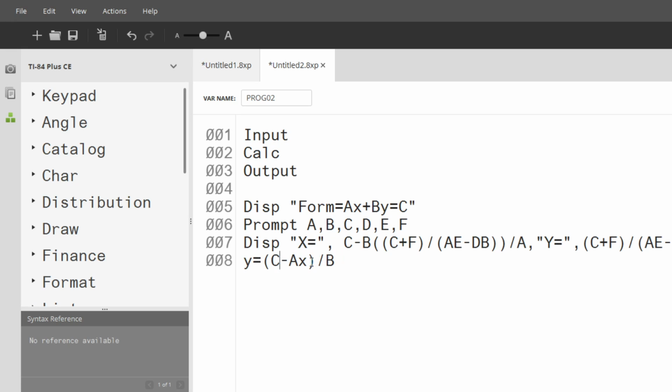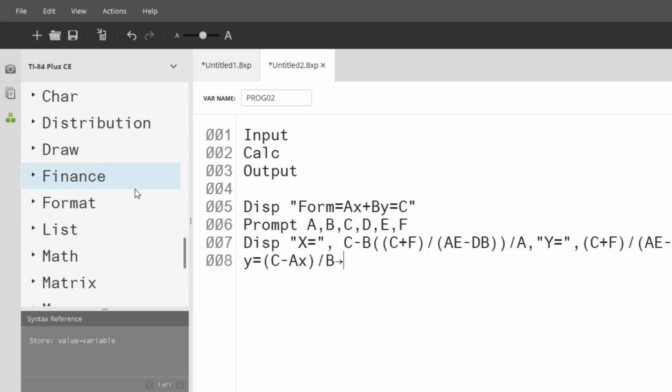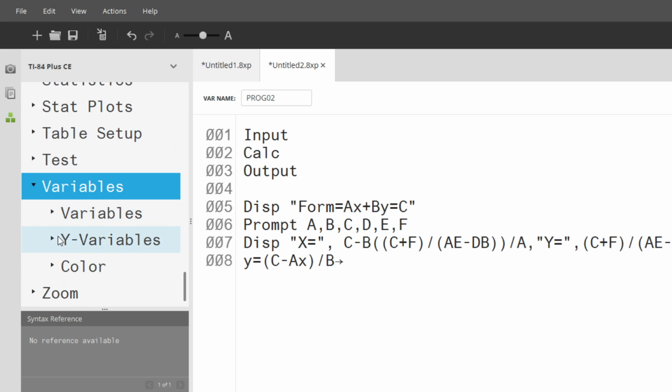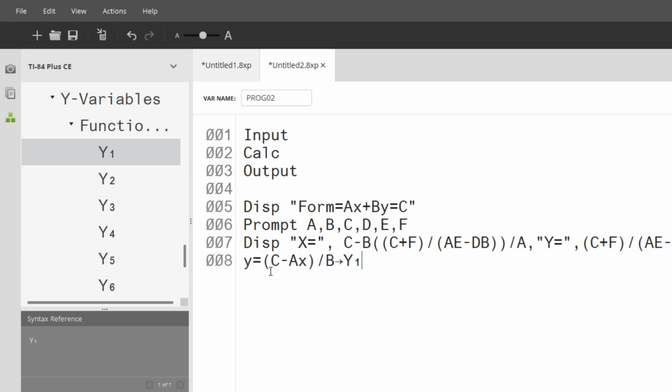And then you would put this into the Y function, and there's a way you can do that just by using this command, which is the store function. It'll be on the bottom left. And then you go here, this will be Y1. So get rid of this. So this command right here will save this C minus AX divided by B in the Y1 function.